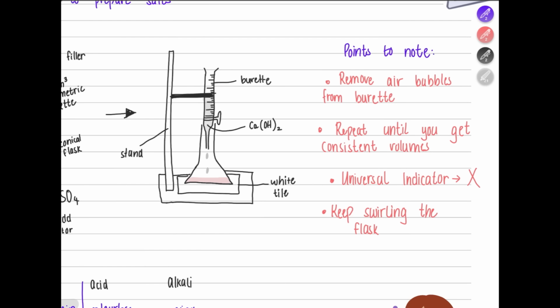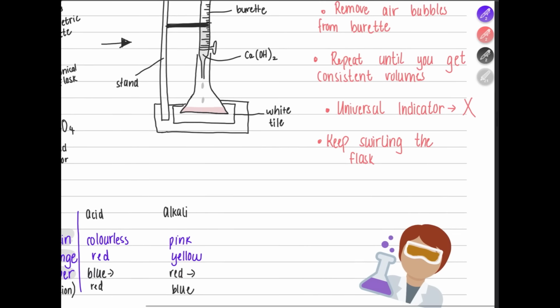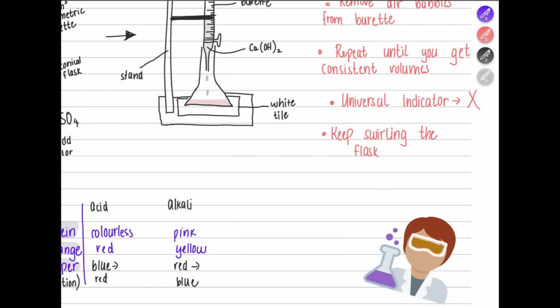Now how are we supposed to remove air bubbles from the burette before starting the experiment? How do we do that? Like this, and we have an empty beaker. We run the burette so that if there are any air bubbles, they will be gone. Now you are supposed to repeat until you get consistent volumes. You can draw a table then.